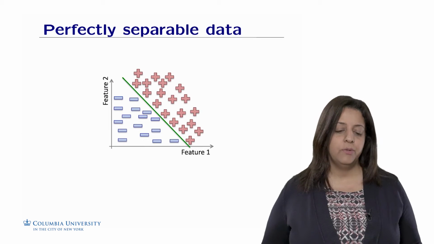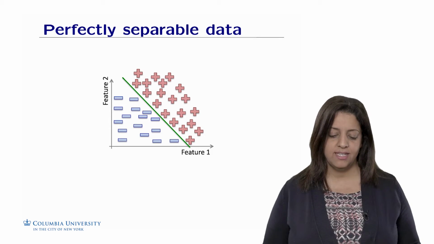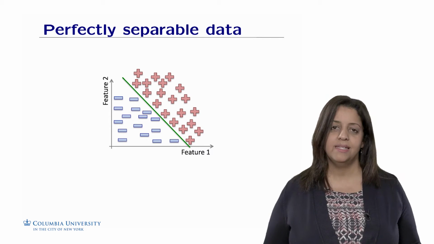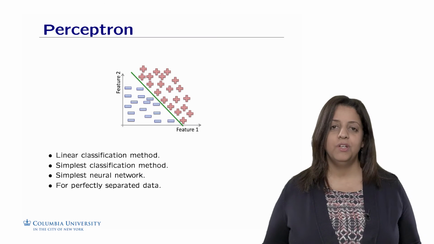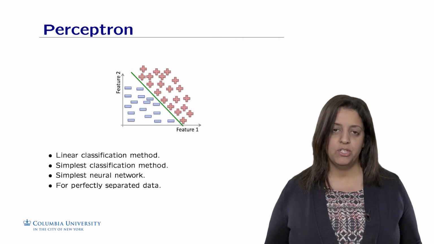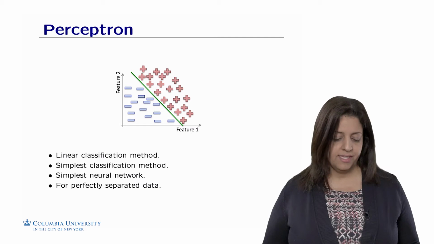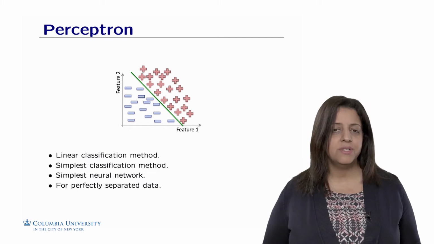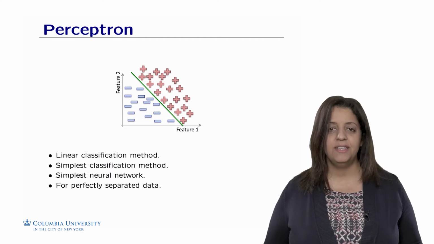Typically, the perceptron algorithm works when we want to separate perfectly separable data, just like in this case. We have the plus examples well behaved on one side, and we have the minuses on the other side, in which case we could identify one of the linear functions that separates these 2 classes. So the perceptron algorithm is a linear classification method. It's one of the simplest ones, actually, and it represents the simplest neural network out there. It works only on perfectly separable data.